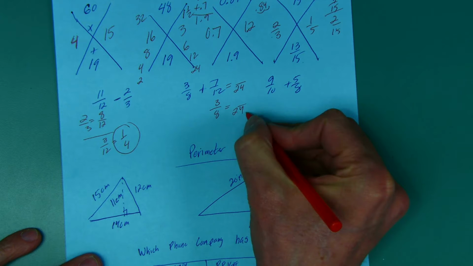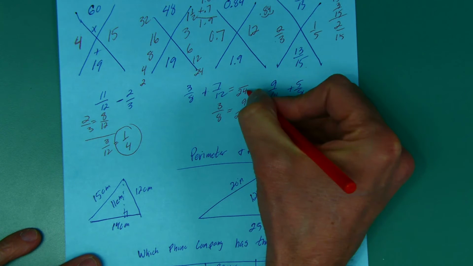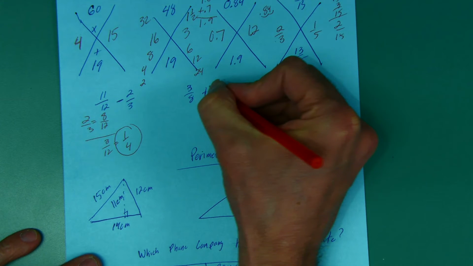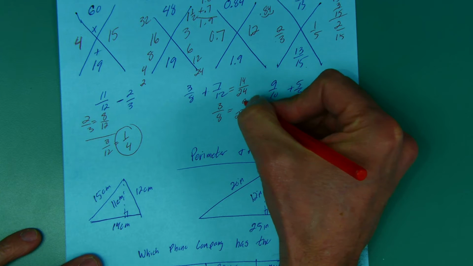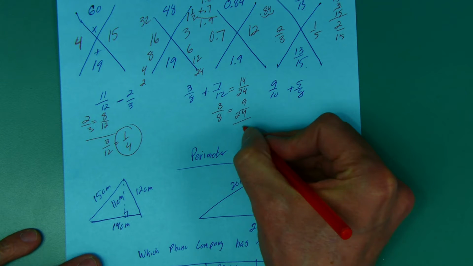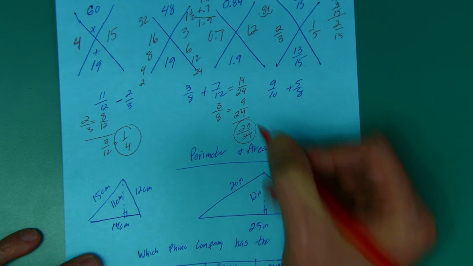I did 8 times 3 to get 24, so I go 3 times 3 and get 9. I did 12 times 2 to get 24. I go 7 times 2, 14. And now I have 14 24ths plus 9 more 24ths equals 23 24ths. That's almost one whole, huh?